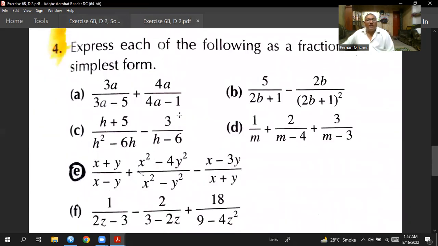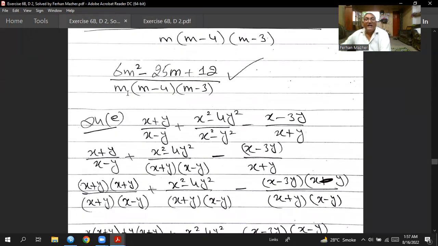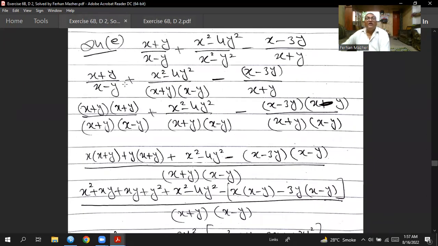Okay, so we have question number 4 and its E part. It is x plus y divided by x minus y, plus x square minus 4y square divided by x square minus y square, minus x minus 3y divided by x plus y. This x square minus y square can be written as x plus y and x minus y. So I will do that, and then I will be able to convert it into a single fraction.